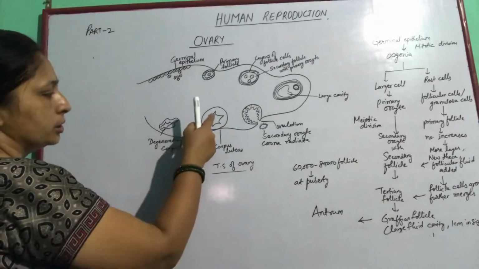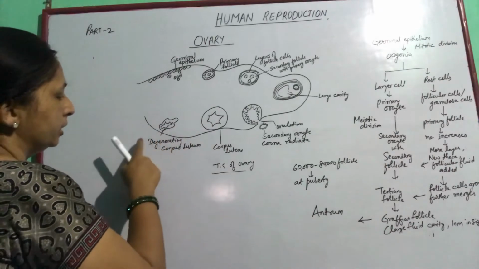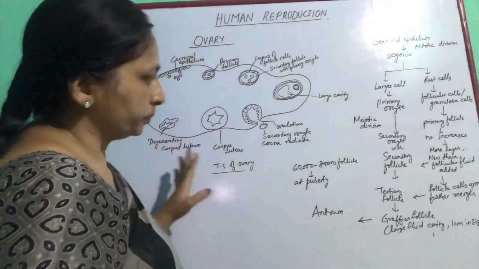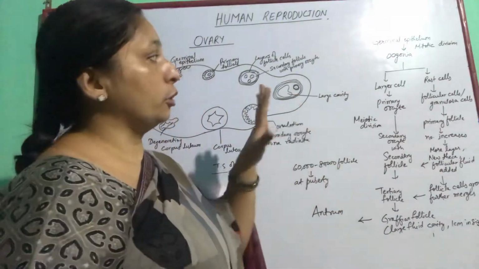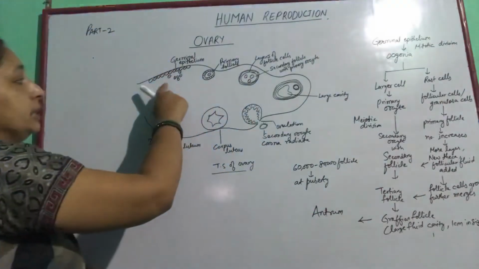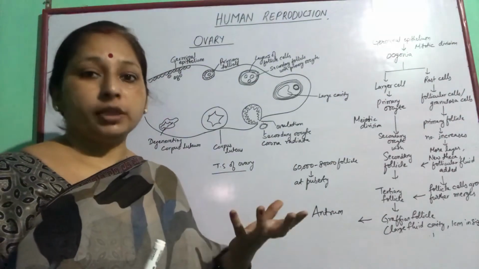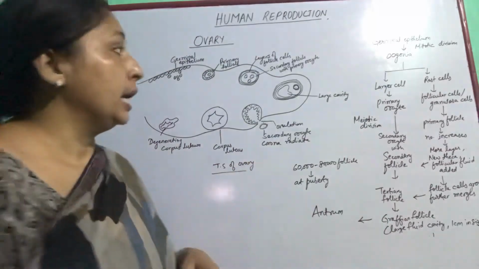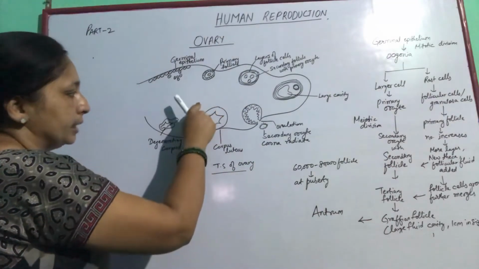Then the corpus luteum, which has a large cavity, a mature Graafian follicle here, and this is the degenerating corpus luteum. Now about the structure, first, about the process. In the process, the germinal epithelium starts dividing mitotically. After mitotic division, the oogonia are formed, and these oogonia start moving towards the center.